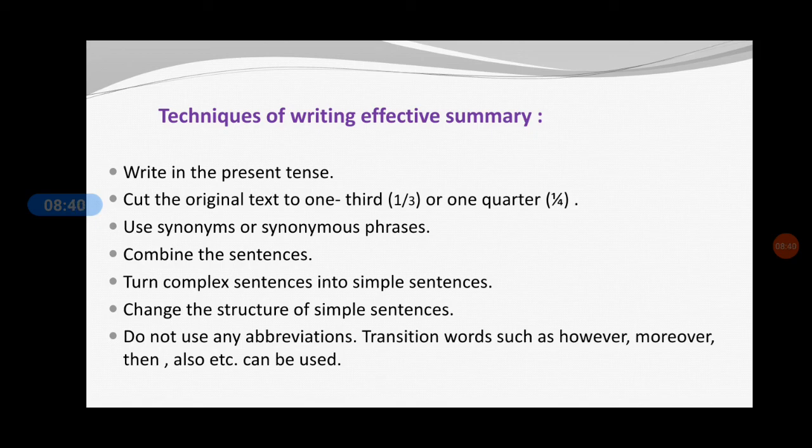So how should be the length of a summary? For example, if the text is about 20 lines, then try to write the summary in about 5 to 6 lines, not more than that. Use synonymous phrases or synonyms. Here the rule is to use synonyms or synonymous phrases.